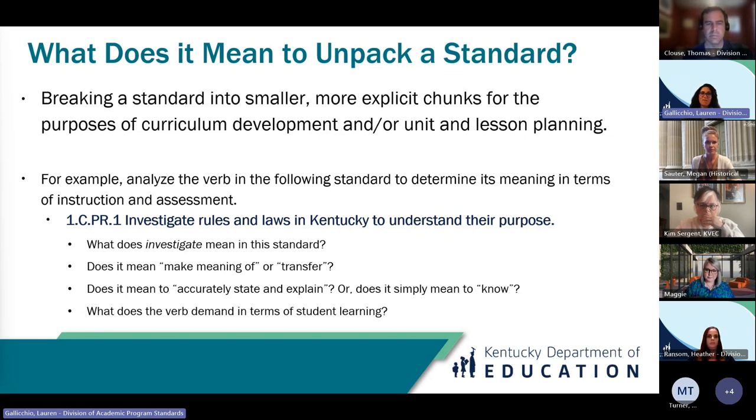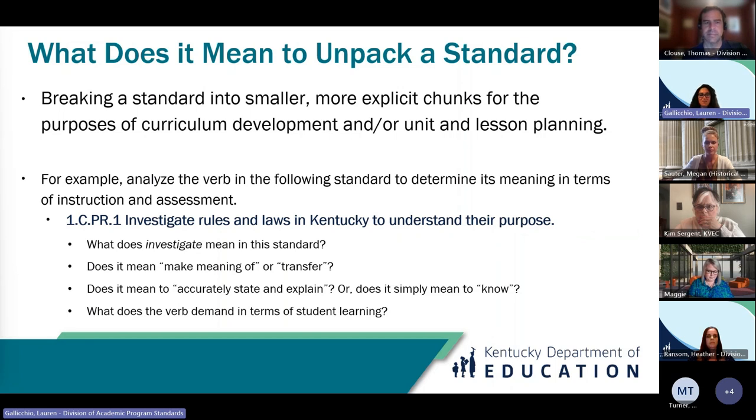Investigate is a verb that you will see consistently throughout the Kentucky Academic Standards for Social Studies. As a student progresses in their demonstration of investigation, as they investigate more things and more communities and more historical periods and through the different disciplines, a student's understanding of what investigate means will get more and more sophisticated, right? But for today, we're looking at this with a grade one standard.